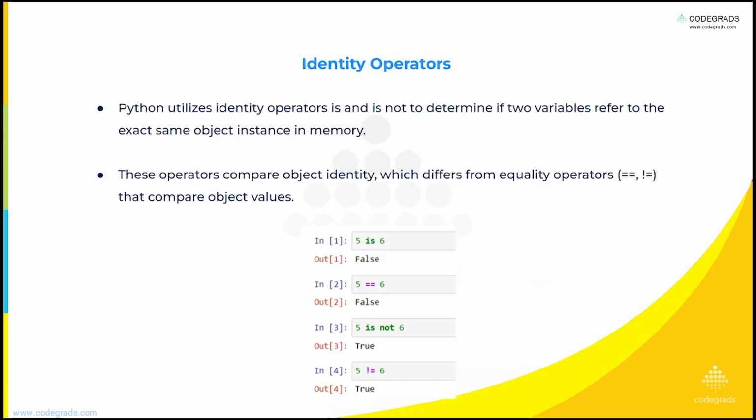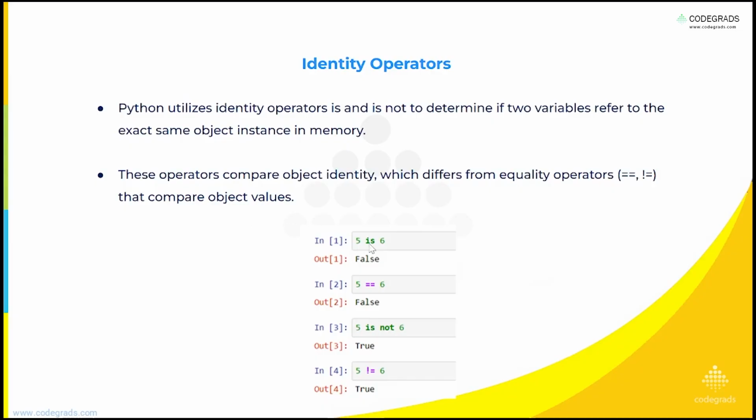Now next is the identity operator. Python utilizes the identity operators is and is not to determine if two variables refer to the exact same object instance in memory. These operators compare object identity, which differs from equality operators that compare object values. You will understand better with an example here.